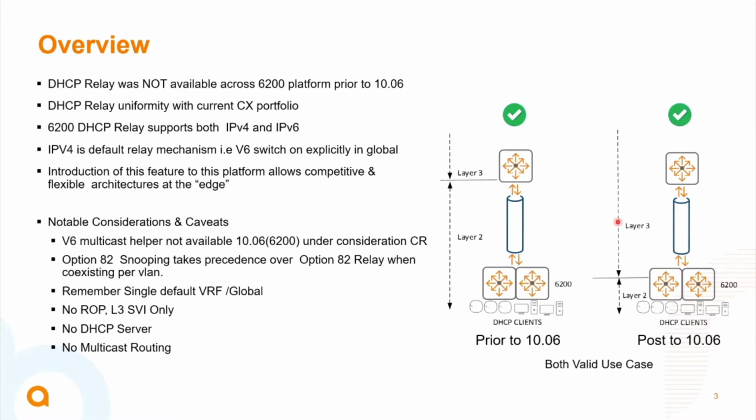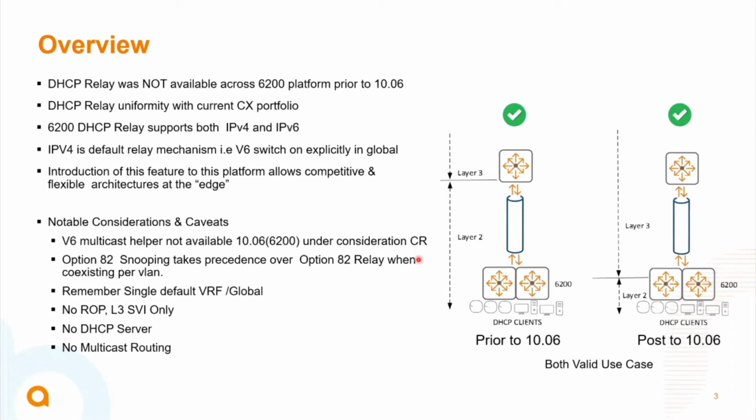There are some slight caveats around this on the 6200. The one right now is that if you're going to be using v6, we're not currently supporting a multicast helper address. So you just have to be cognizant of that. If your customer's using v6 and they want a multicast helper, currently it's not available. It's under investigation, so it's not a no right now. It's something that's definitely under investigation, and you'll hear more if it is going to be available on the final release.